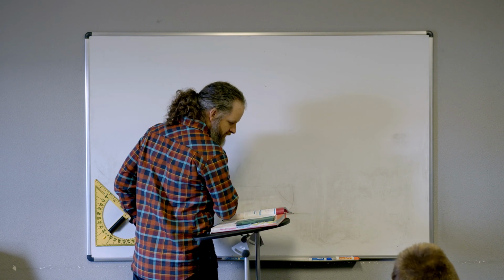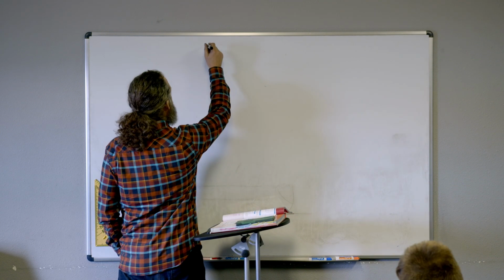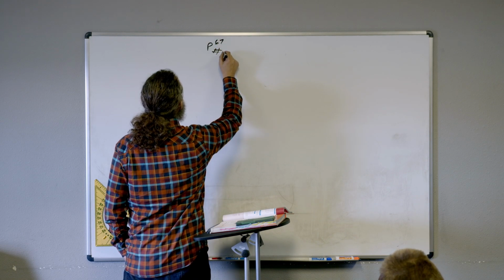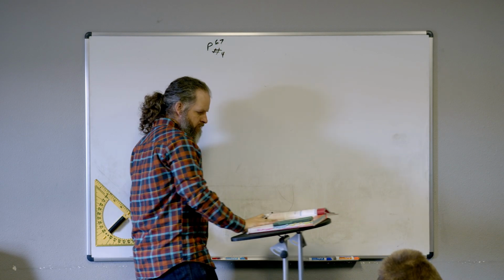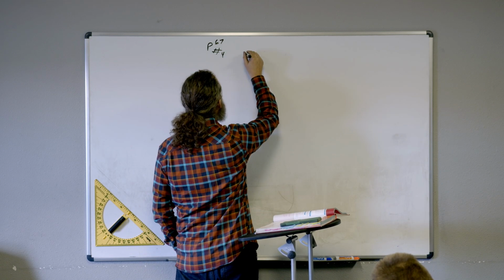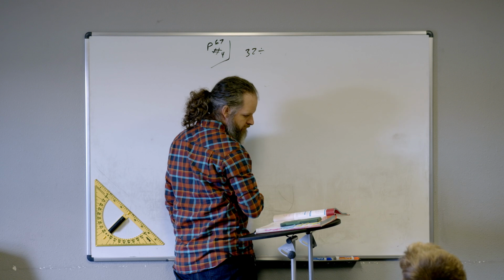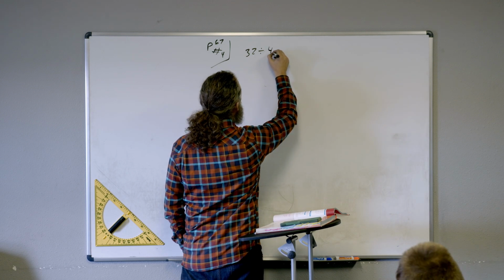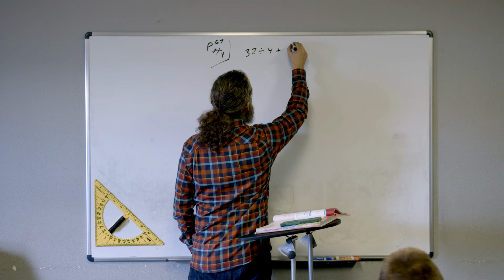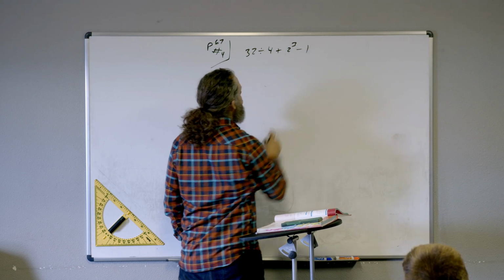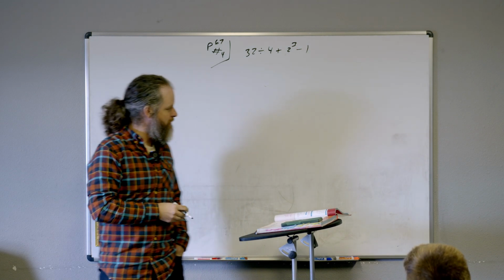So you'll have things like problem 4 on page 67. 32 divided by 4 plus 2 cubed minus 3. So you'll have problems like that where it says evaluate the expression.